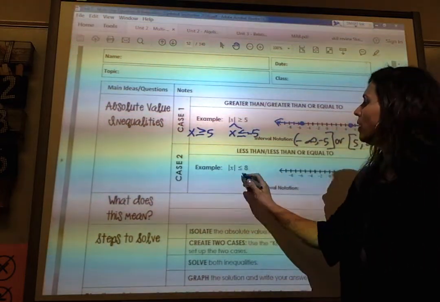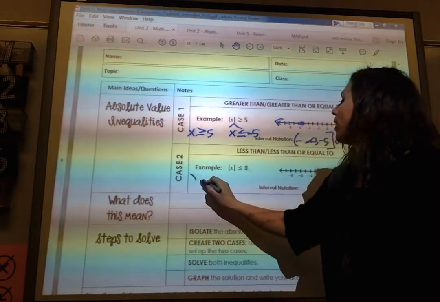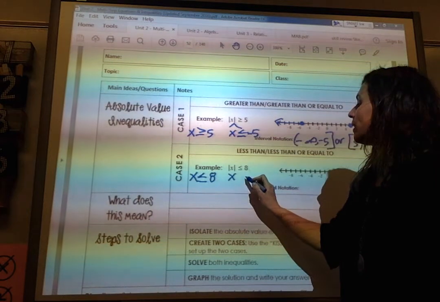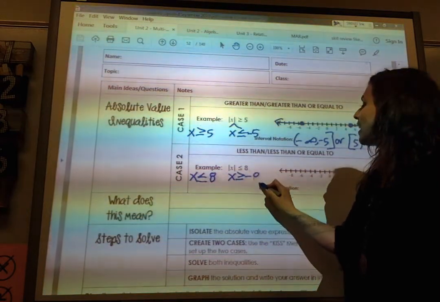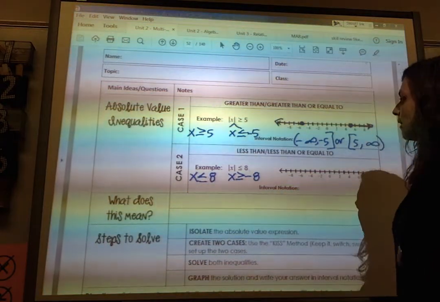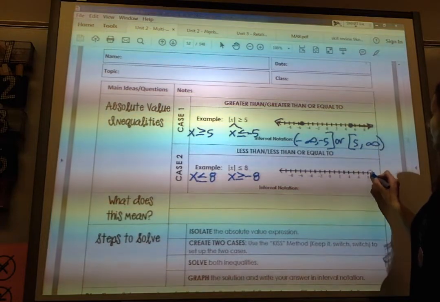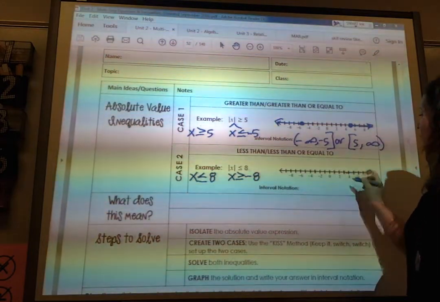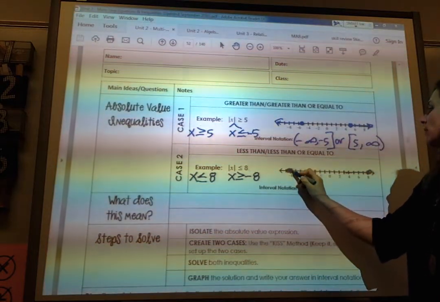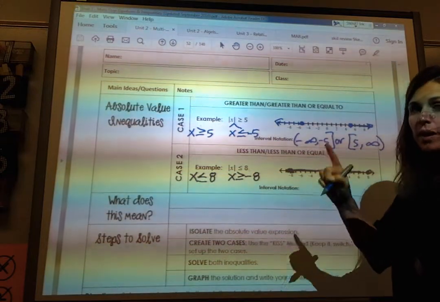Example number 2, I isolate my absolute value. It's isolated. So now I have x is less than or equal to 8. And my new inequality will be x is greater than or equal to negative 8. Remember, I flipped that sign as well as my negative. So now when I graph it, look what happens. Here's 8, and so I say x is less than. And here's negative 8, and x is greater than. And these lines connect. So this is one line.